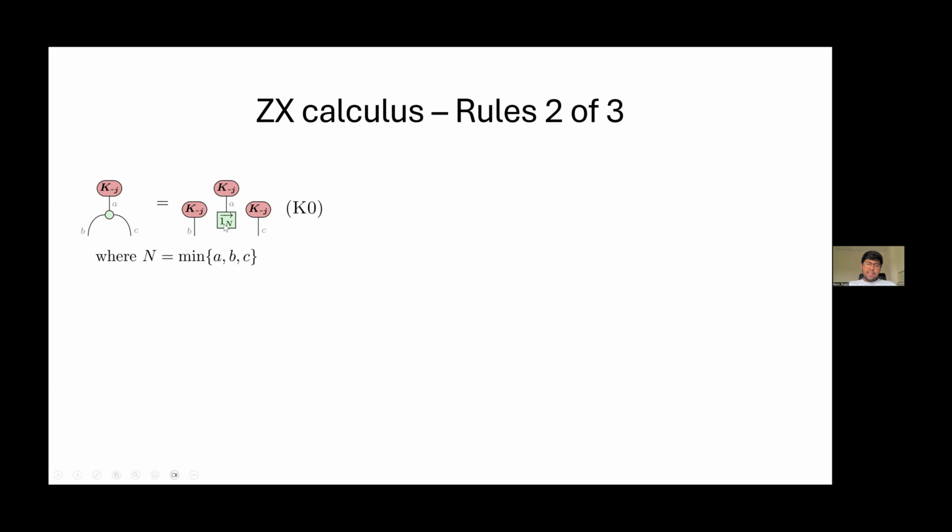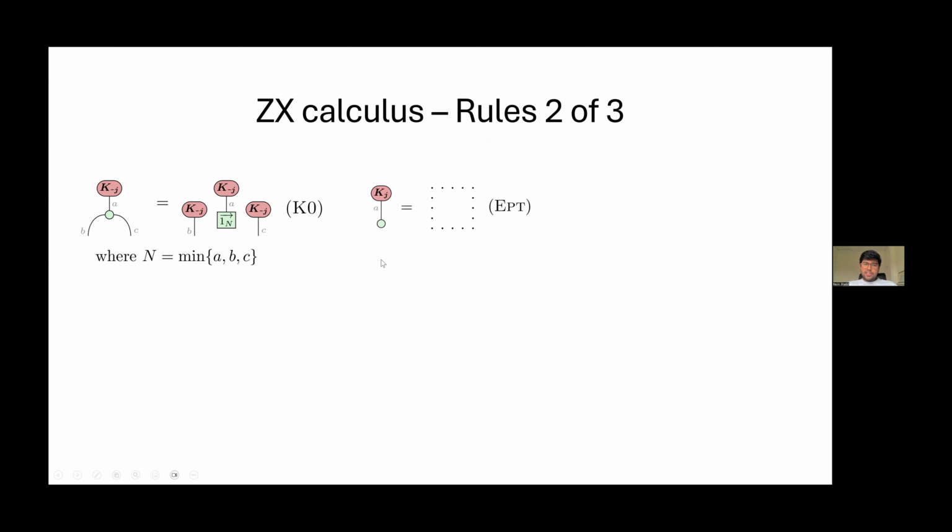And what the scalar is saying is that when J is less than the minimum of A, B, or C, so when J is less than A, J is less than B, and J is less than C, then I just get a copy of 2 states like this. But when it's bigger than any of these, then I get a scalar 0. So in other words, copy works when you're not exceeding the dimension. Otherwise, you get a 0 diagram.